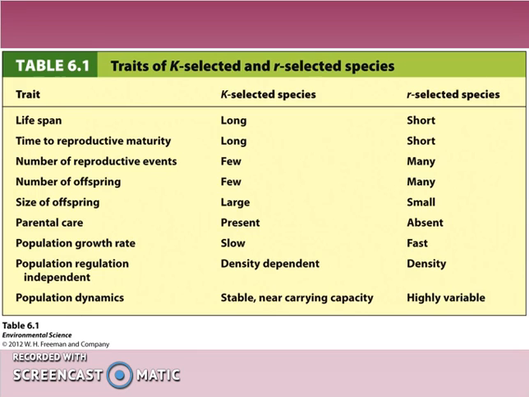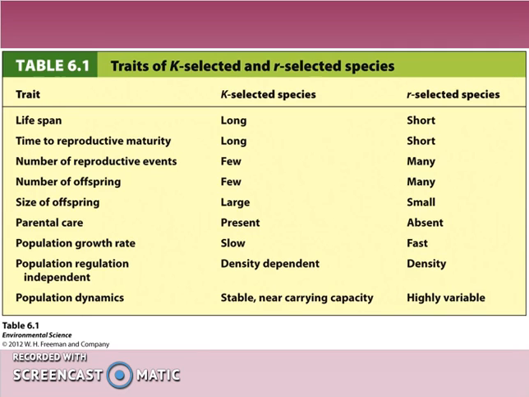Think about sea turtles. They're very K in certain ways. They live 150 years. They don't reproduce until they're 30 for the first time. They only reproduce about every other year or every third year. But when they do reproduce, they lay hundreds of eggs, 300 eggs in a year, and they abandon them. So most animals are a combination of K and R.